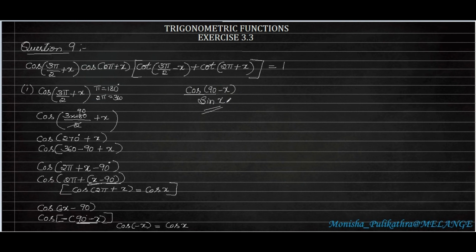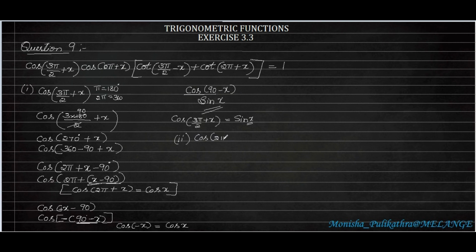So this is the value for cos 3 pi by 2 plus x: it is equal to sin x. I will write it down here. So cos 3 pi by 2 plus x is equal to sin x. So we got the value for the first segment. Next there are 2, 3 and 4. So second, I will be taking this cos 2 pi plus x.